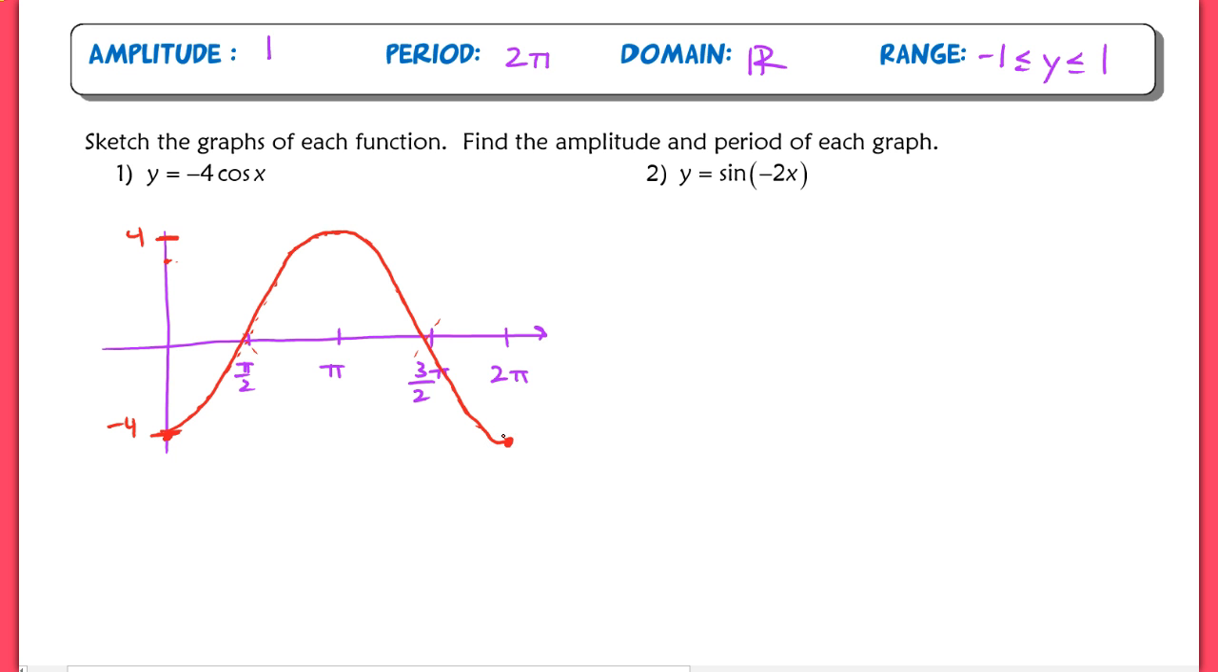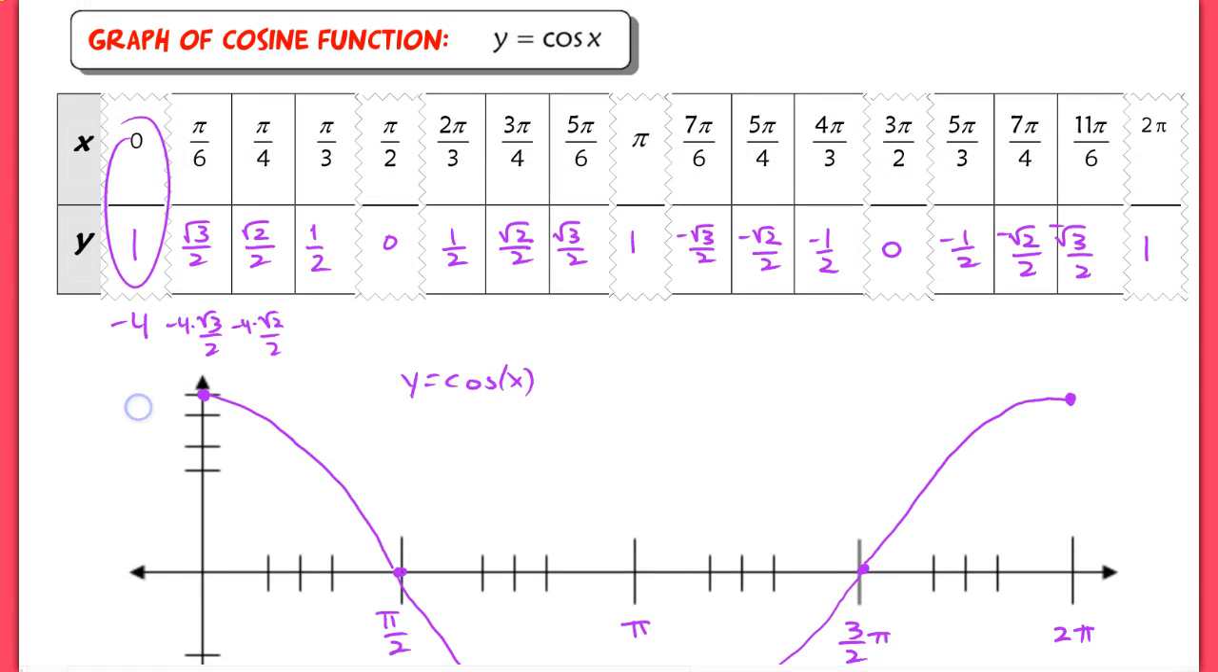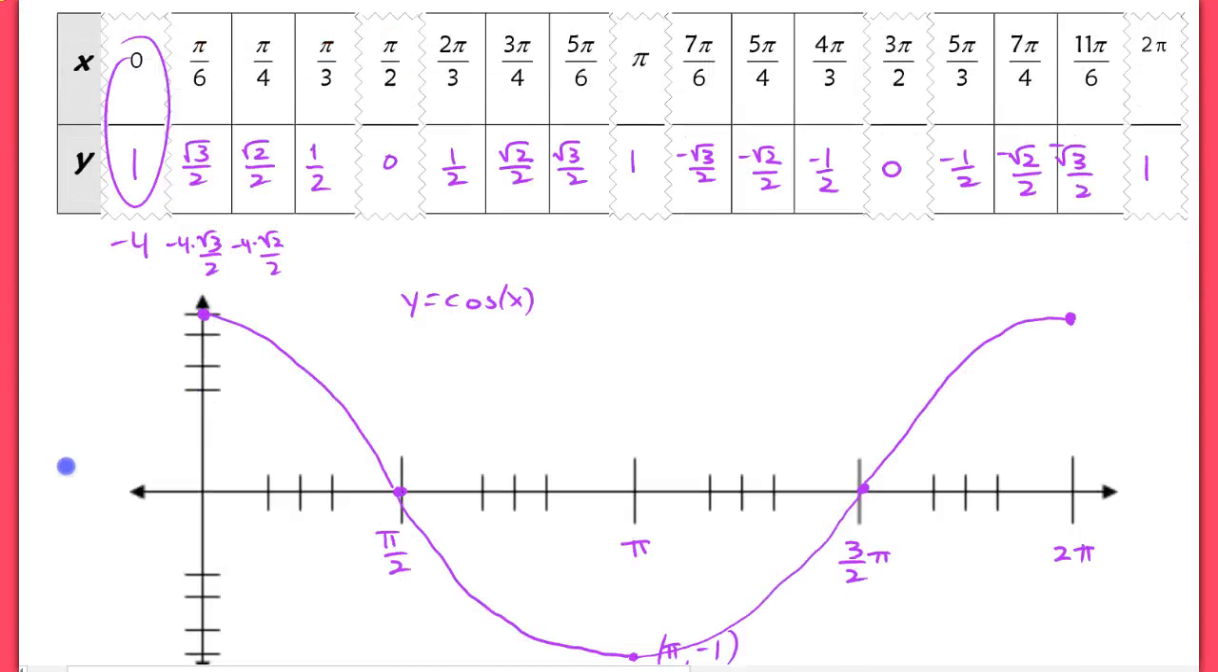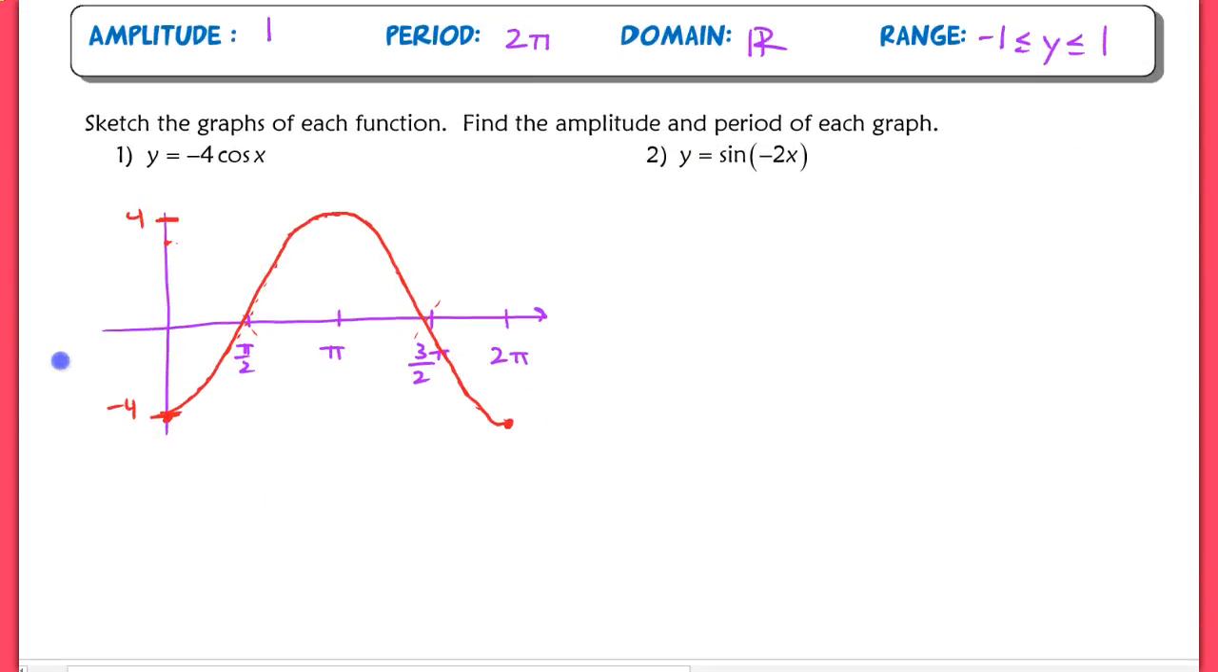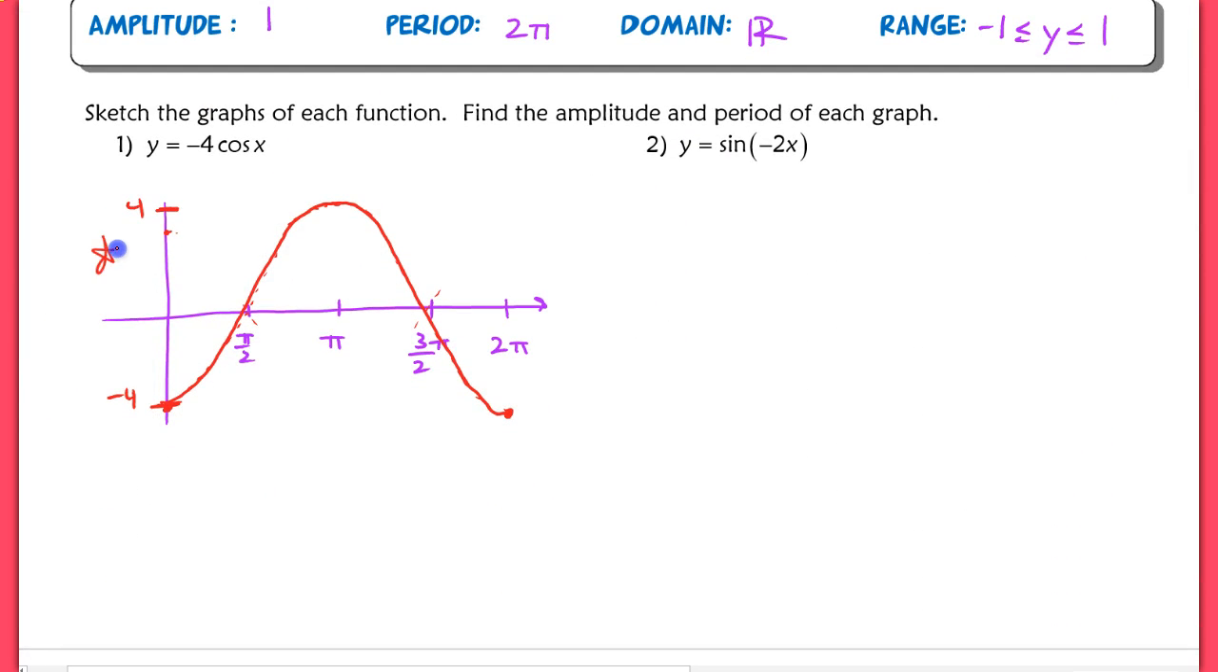So it's supposed to be a pretty brief thing for you to do. You don't have to do what we did here in terms of all the values. I'm just showing you how that relates to our sketch and why our sketch looks the way it does. But that's basically all we need, okay? So make sure you're showing the x-intercepts and then clearly define your max and mins.